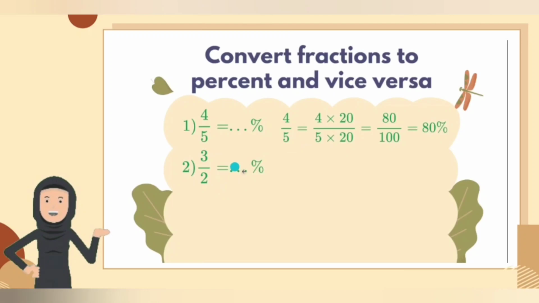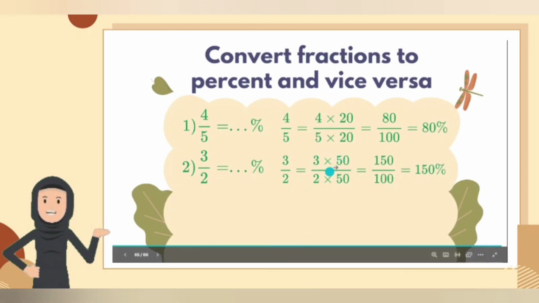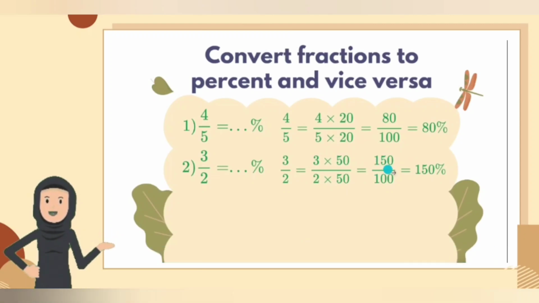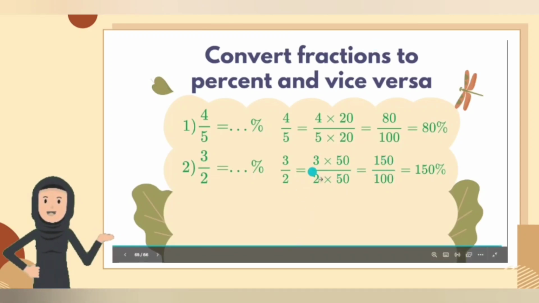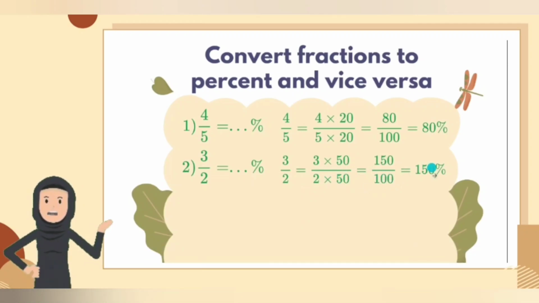Next, number 2. 3/2. How much percent? 3/2 is times 50 over 50. 3 times 50 is 150. 2 times 50 is 100. So the answer is 150%.